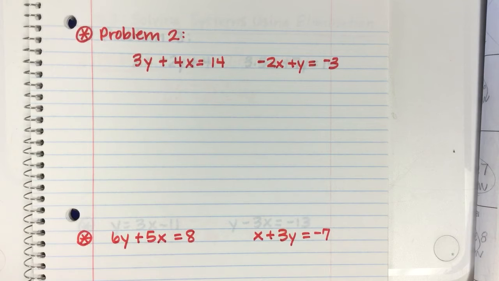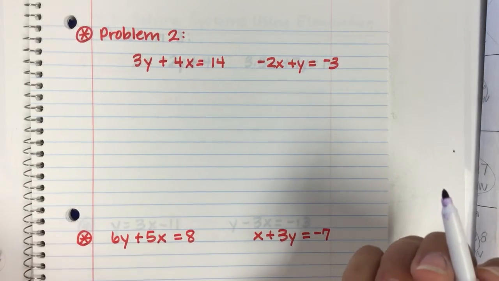All right, so we're still going to use substitution, and we've got 3y plus 4x is equal to 14, and negative 2x plus y is equal to negative 3. Well, neither one of these are solved for y. So I'm going to solve one of them for y. It doesn't matter which one.